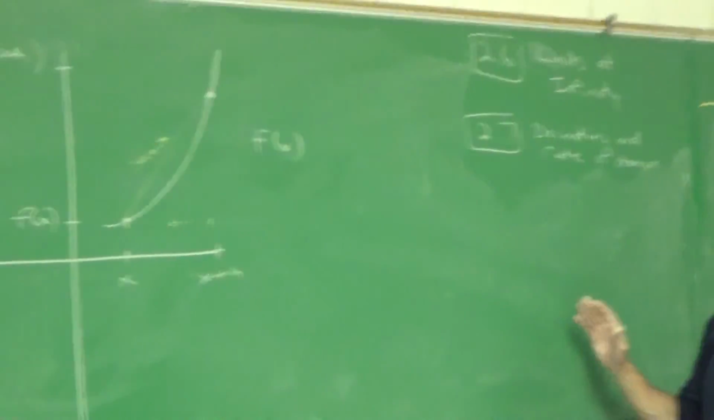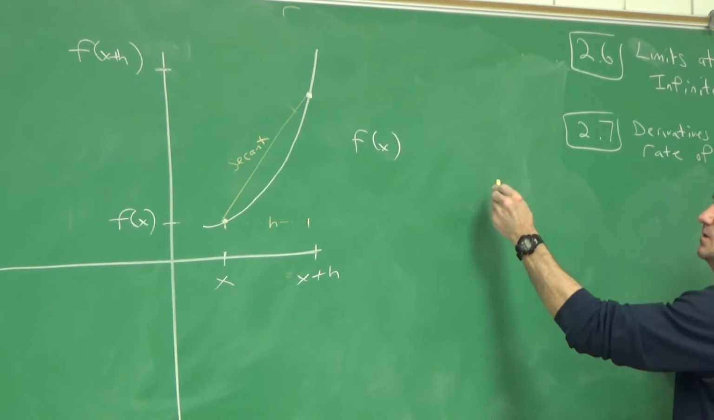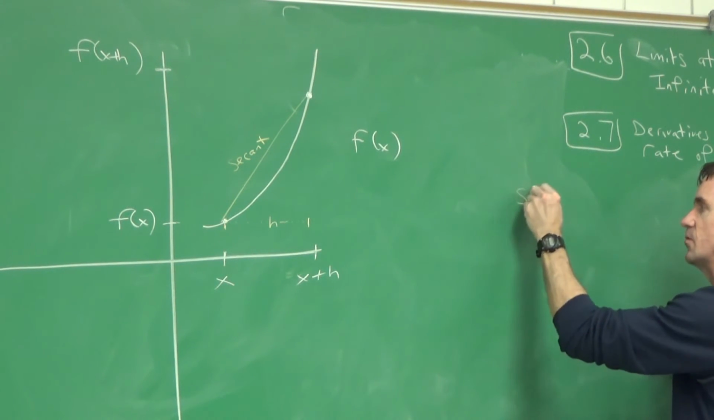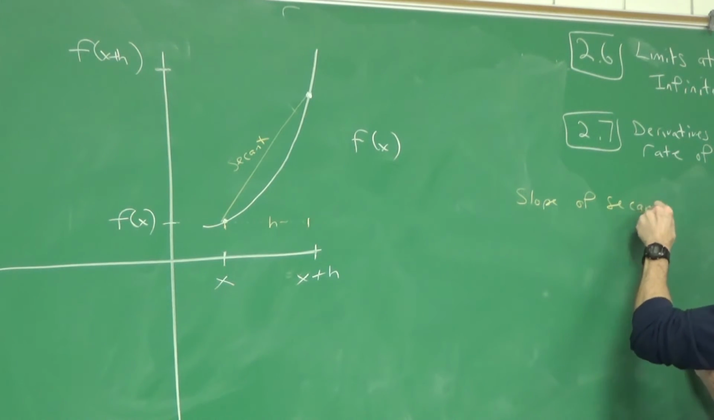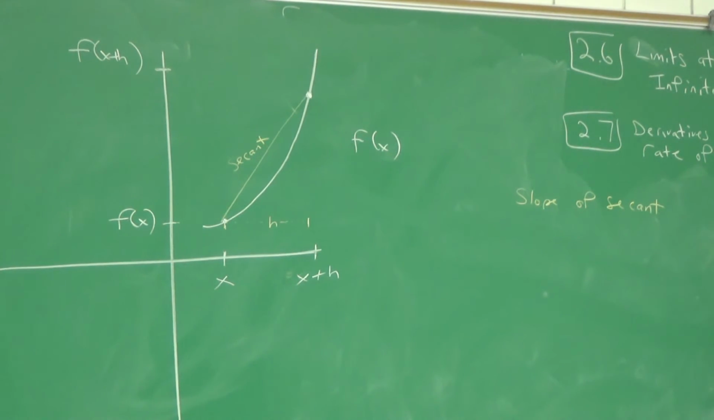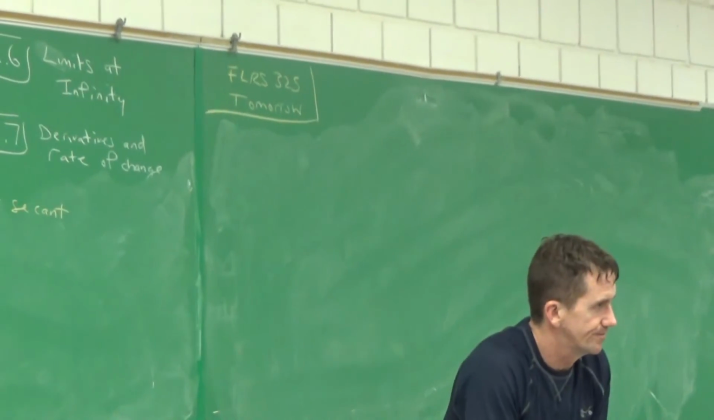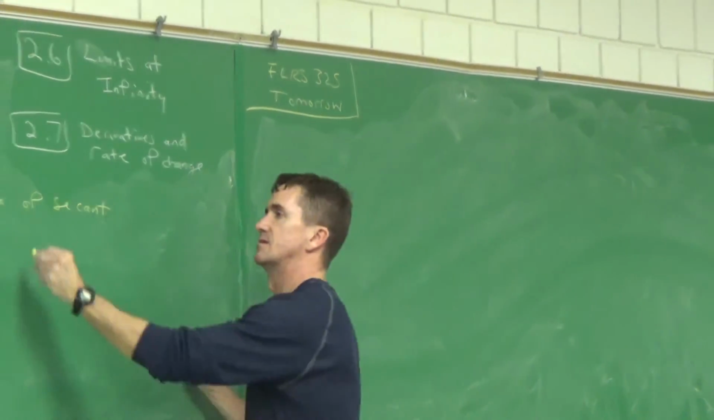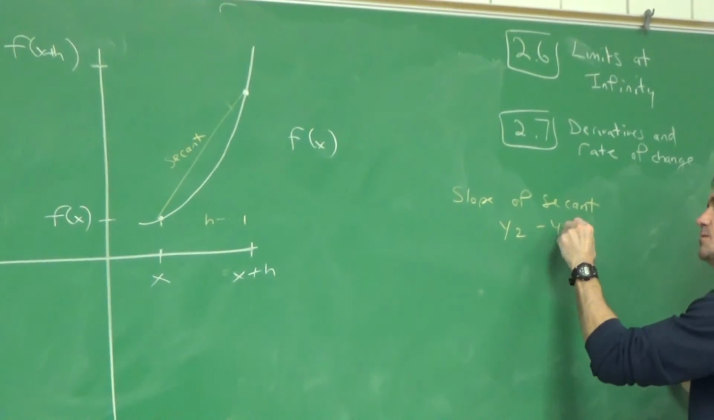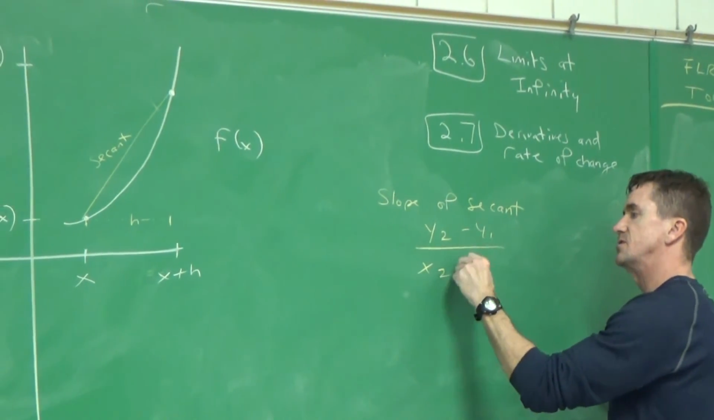What's the math formula? Just go back to algebra days. What's the algebra formula for slope of a secant? We need to start there before we get the formula for the derivative, because it deals with slope. What's the slope of that secant? Y sub 2 minus what? Y sub 2 minus y sub 1 over x sub 2 minus x sub 1.